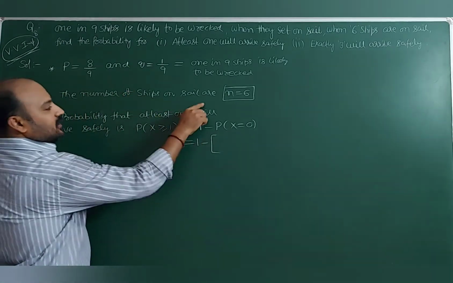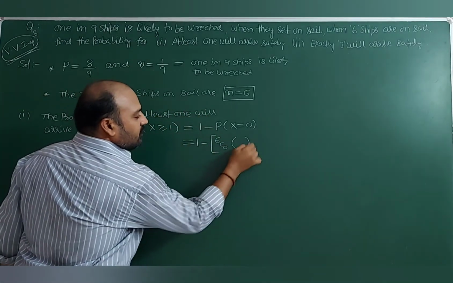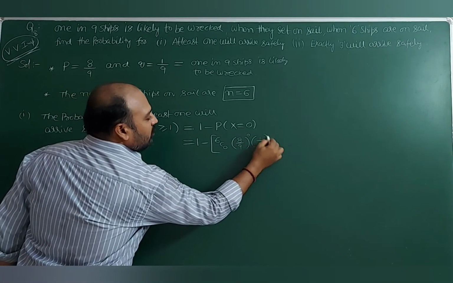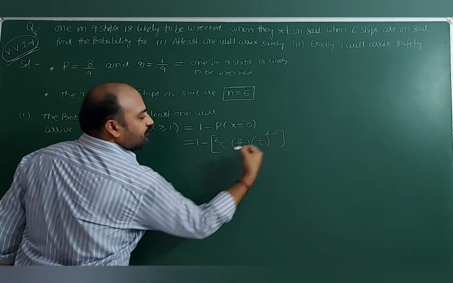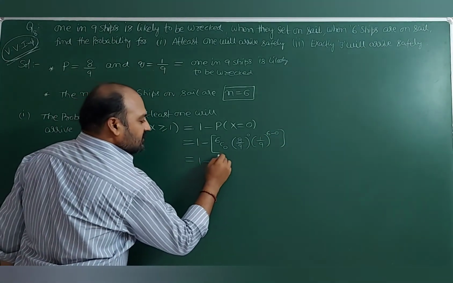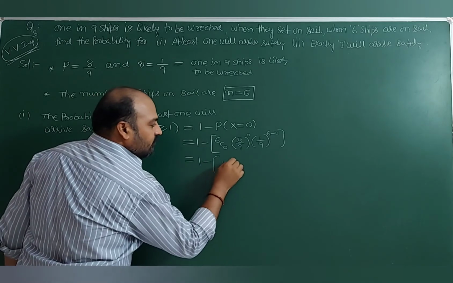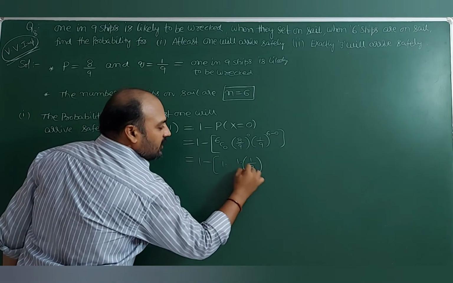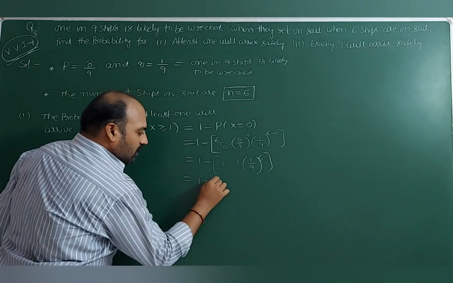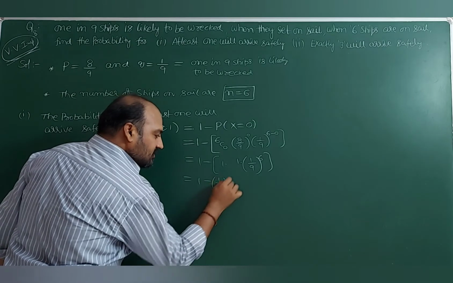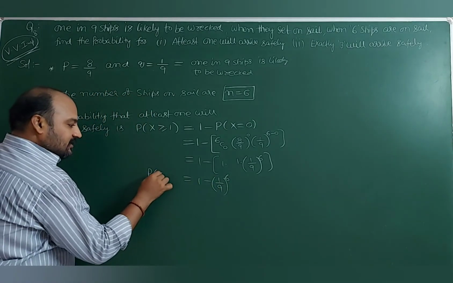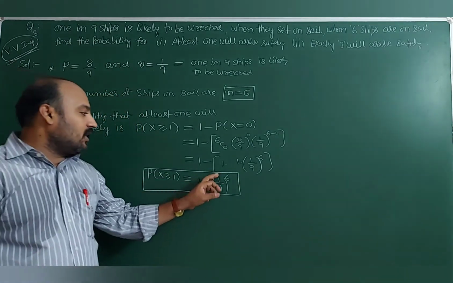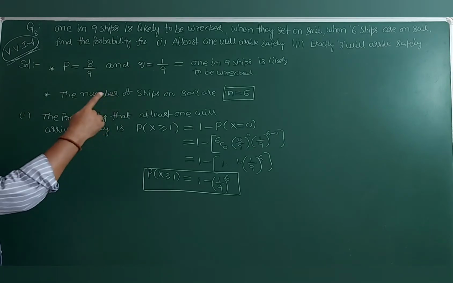1 minus P of X is equal to 0, r is equal to 0. nCr, what is the n here? 6. 6C0 P power, 8 by 9 whole power 0, 1 by 9 whole power 6 minus 0. Which is equal to 1 minus 6C0. nC0 is 1. 8 by 9 whole power 0 also 1. 1 by 9 whole power 6, which is equal to 1 minus 1 by 9 power 6. So therefore P of X is greater than or equal to 1 is 1 minus 1 by 9 whole power 6.